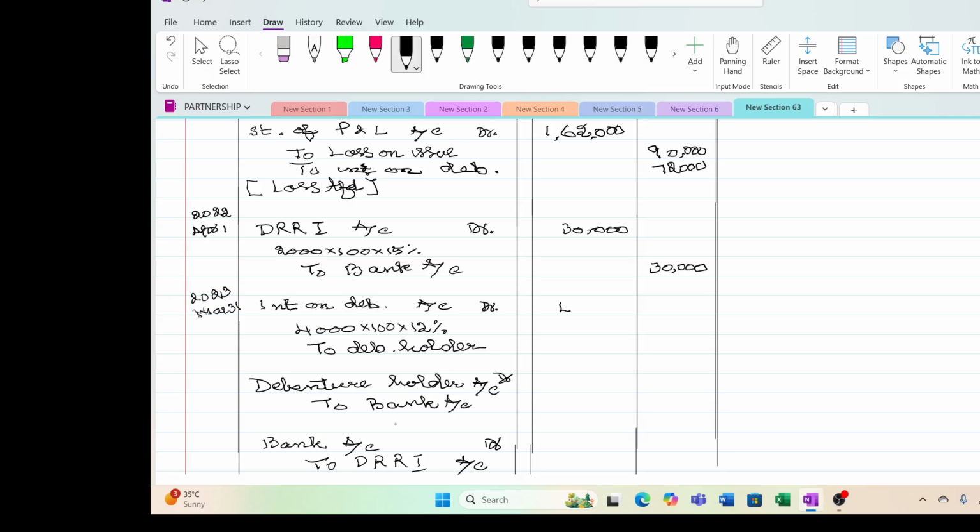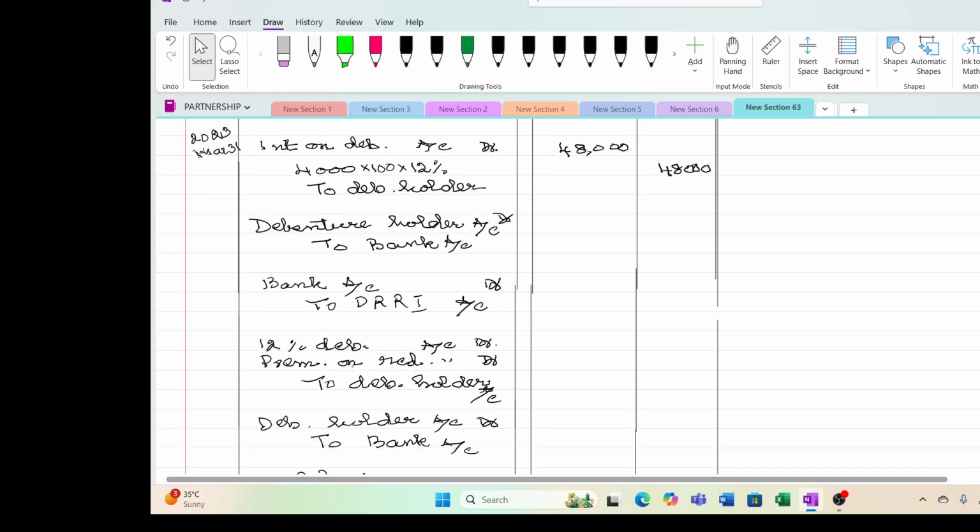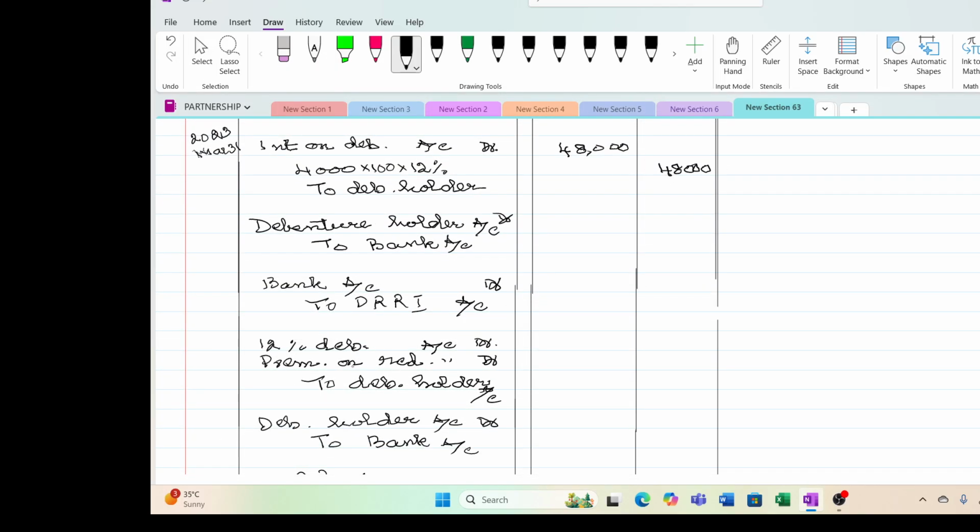So 48,000 is your interest due to debenture holders. So we are just providing it for the debenture holders, making it due. I'm not writing the narration. You must write the narrations. Just to save the time, I'm not writing. Debenture holder account will be debited with 48,000 and we are making a payment of 48,000. So interest portion is over.